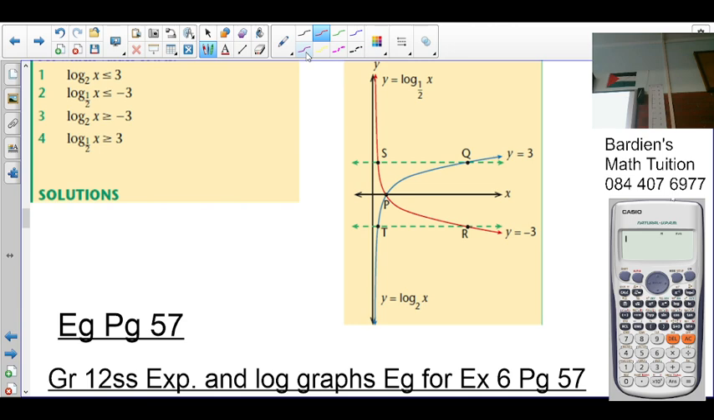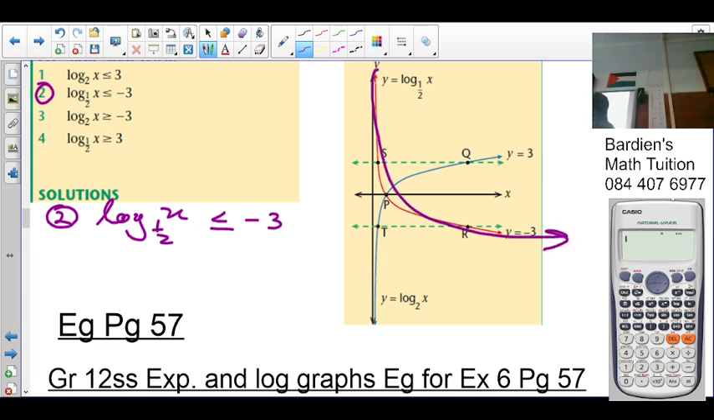Let's look at number 2. In number 2, we are given log x base half must be less than and equal to -3. So what do you notice here? It's now the other one, the other graph. Log x base half is this graph here.